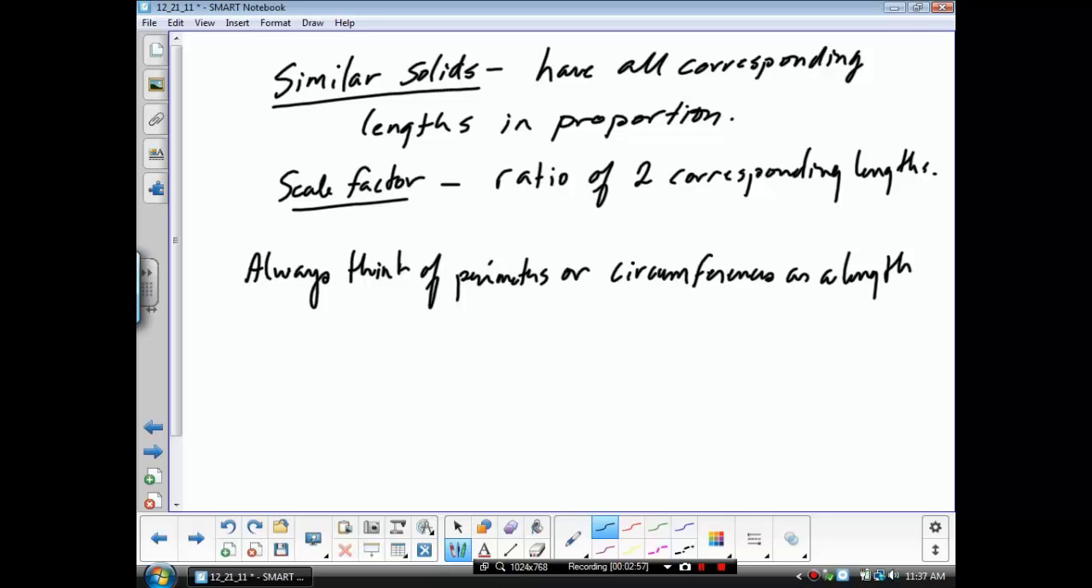Which means, by definition of scale factor, ratio of two corresponding lengths, the ratio of perimeters and ratio of circumferences will equal the scale factor.